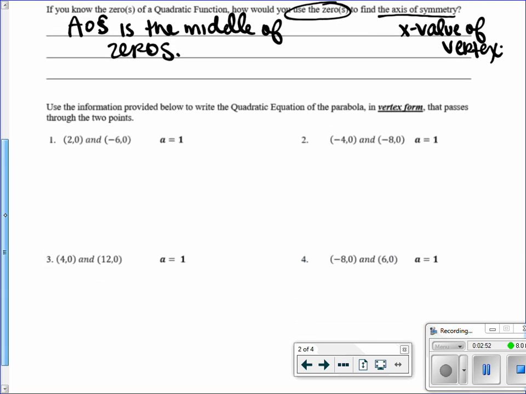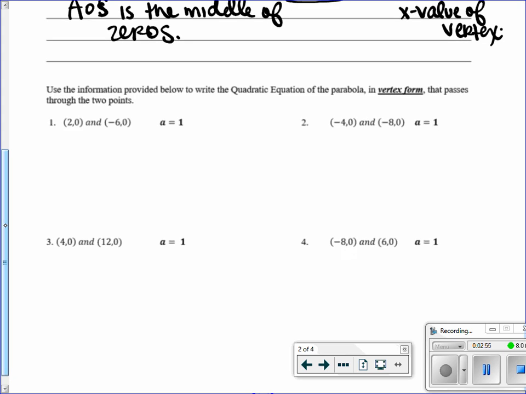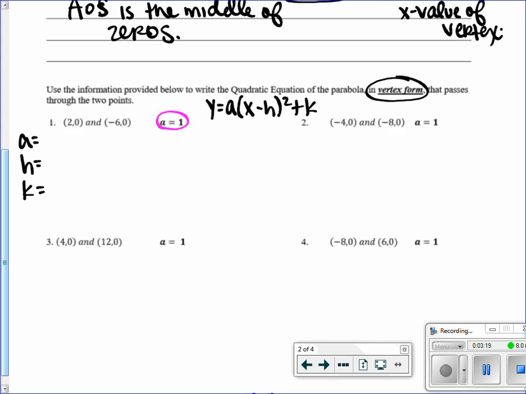So we're going to use that today to help write our equations. So if we go down to this bottom, we are writing everything in vertex form. Vertex form is y equals a(x minus h) squared plus k. So with that vertex form, we always need 3 things. We need a, we need h, and we need k. If we're looking at number 1, they give us an a value. They say that a is 1. That's given to us.